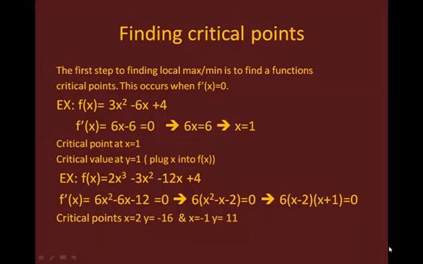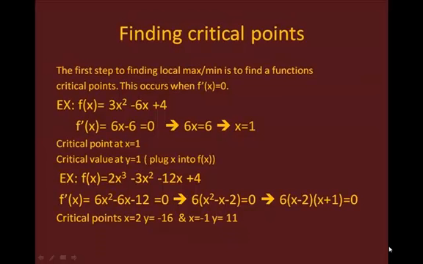So our critical points will be x equals 2, from the first parenthesis being 0, and the critical y value will be negative 16 from plugging that 2 back into the original function. And the second one will be x equals negative 1 with a critical value of y equals 11. So like I said before, finding the critical points is going to be the first step, because every time you have a local max or min, you're going to have a critical point.